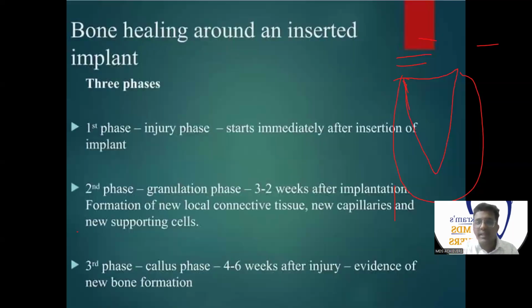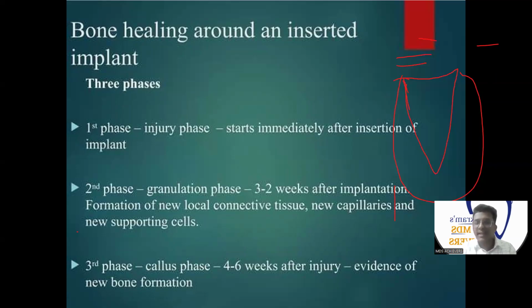The bone healing around an inserted implant occurs in three phases: first phase, second phase, and third phase. In the first phase, there is injury. That is, while we are placing an implant inside the bone, we are creating an osteotomy site with the help of drills, and then the implant is placed in this area. So thereby, we have created the injury phase.